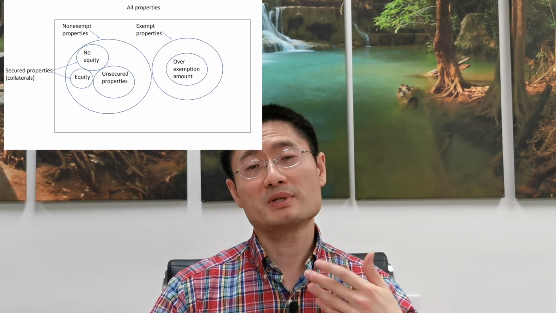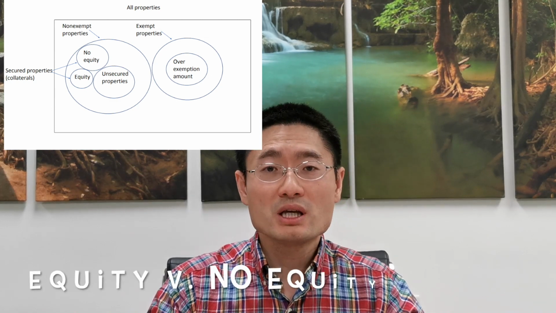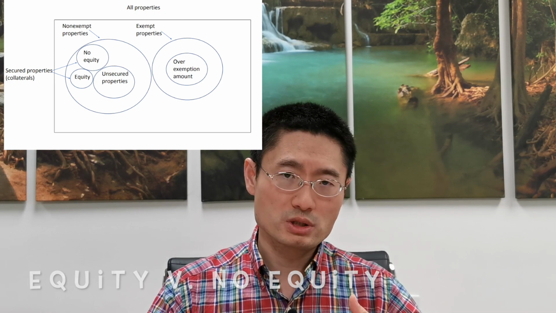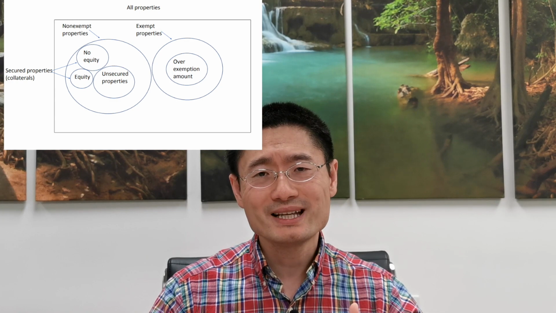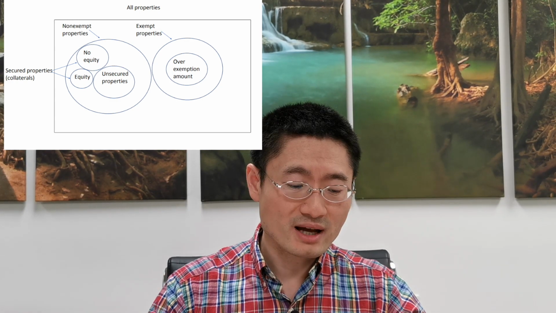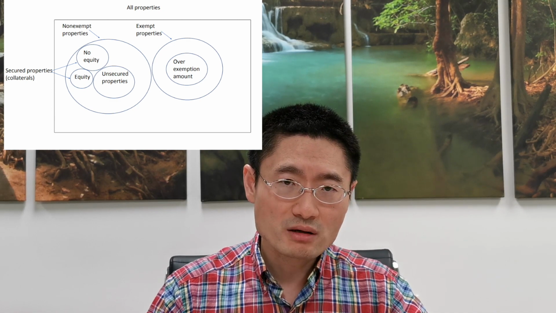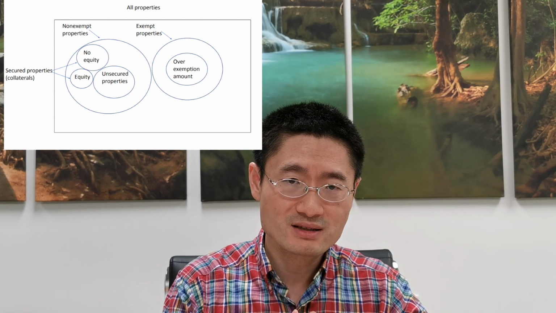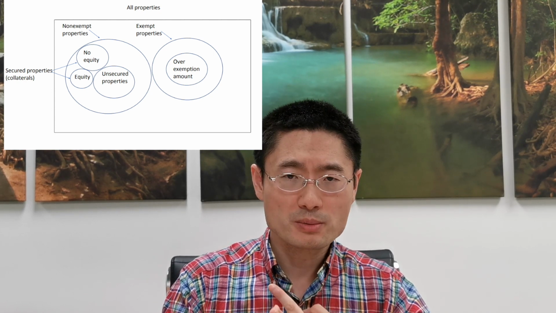So secured properties come in two flavors: those in which you have equity and those in which you don't. So in a Chapter 7 bankruptcy proceeding, you will not lose secured properties in which you have no equity. You will only risk losing secured properties in which you have equity, and also your unsecured properties.